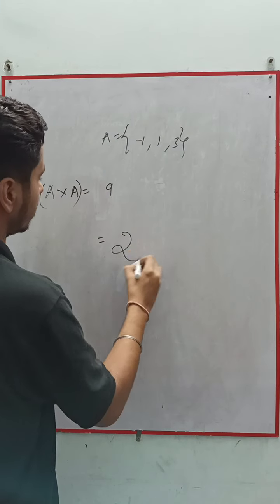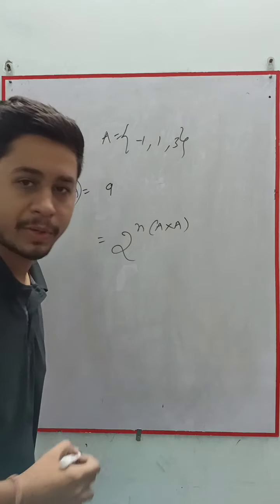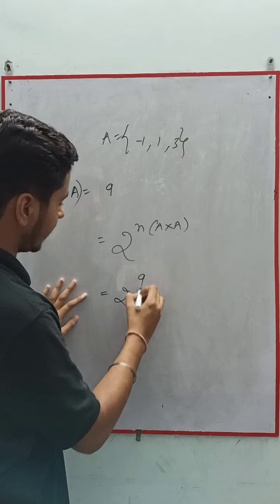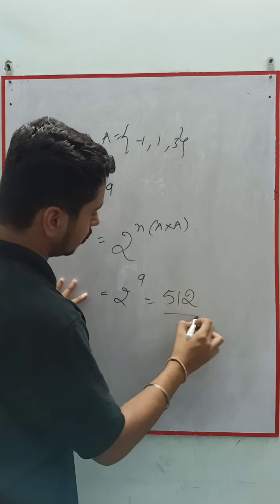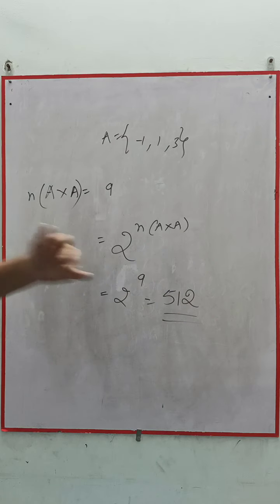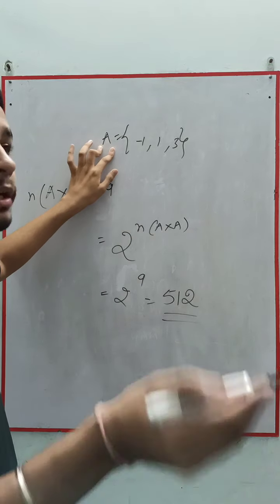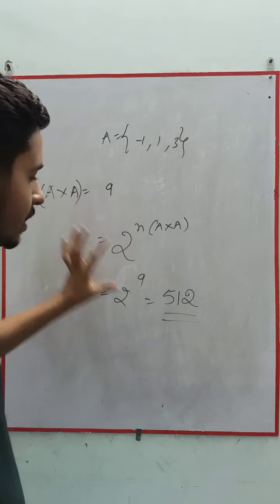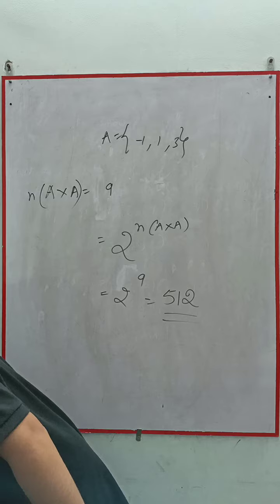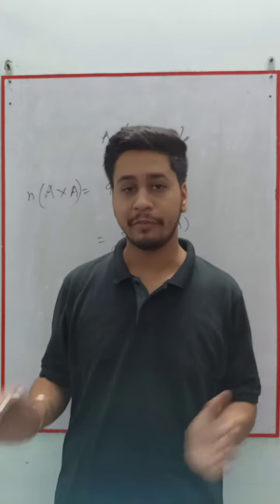Now the formula says how to find the number of relations on any set. The formula is 2 to the power of the number of ordered pairs, whatever you got. So this is 2 to the power n, so 2 to the power 9 is 512. This formula you have to keep in mind: if this is the set A and you want to find the relations on A, this is the formula you need to remember. Okay, rest just try to do. If at all you get any doubt, let me know. I'll make a video of it.